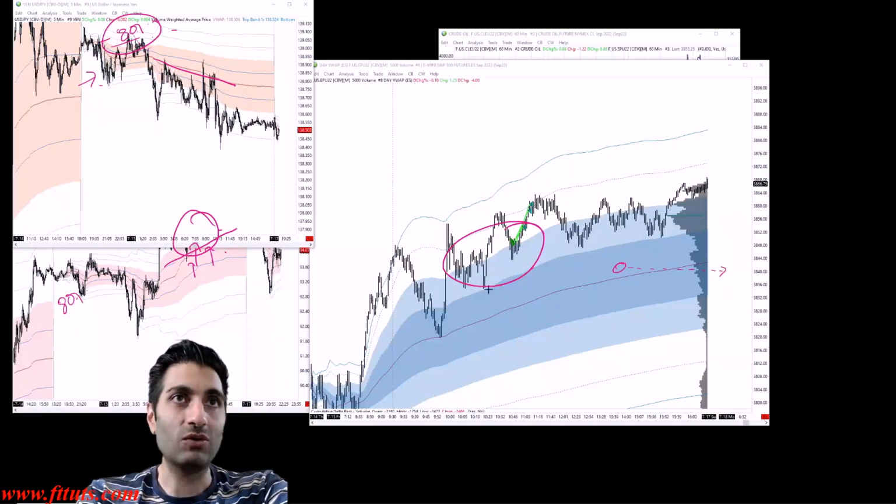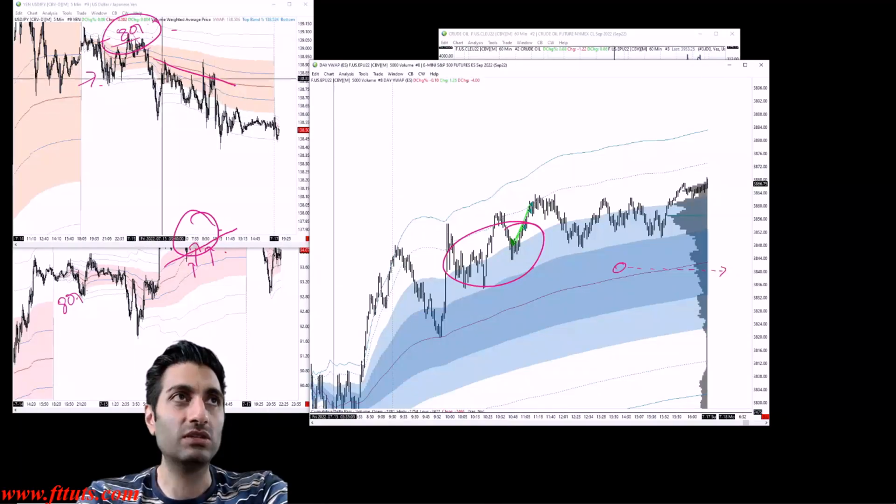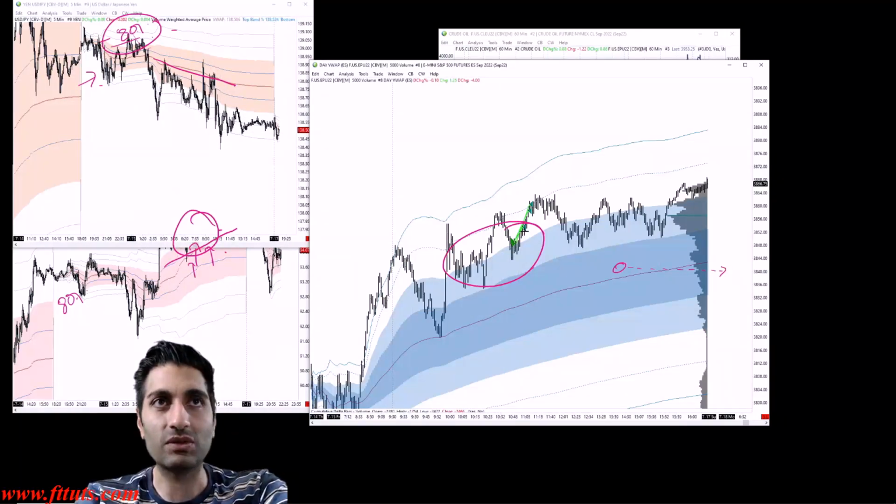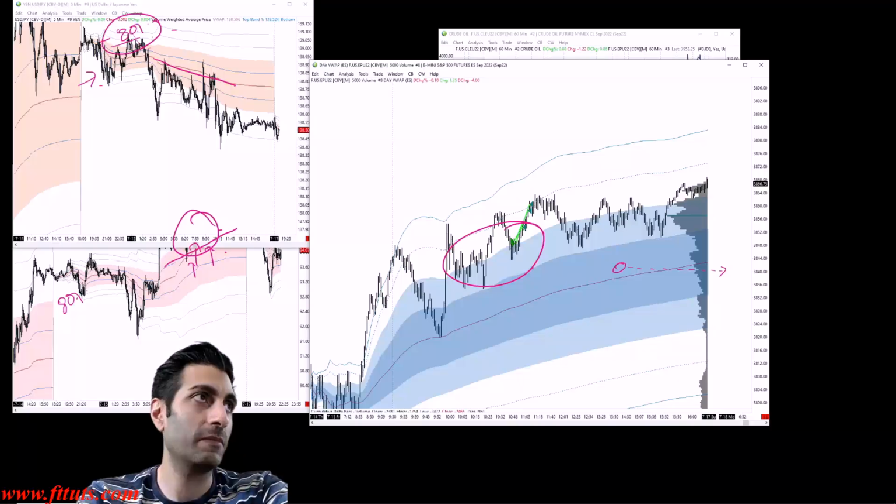Dollar yen goes down, what happens? S&P goes up. Can you see dollar yen is going down? What is the S&P doing? Going up. Okay, so you can see that is how I'll be using it.